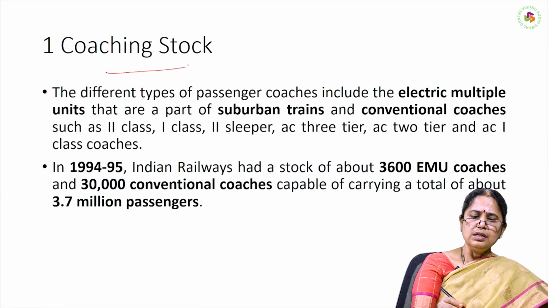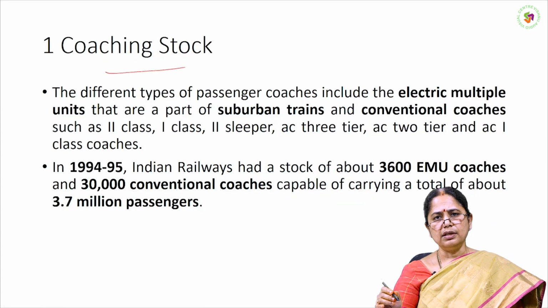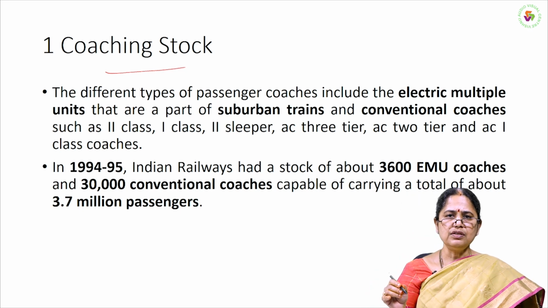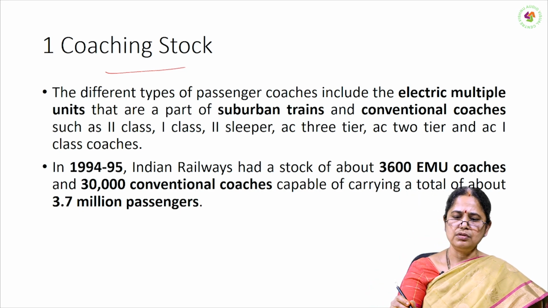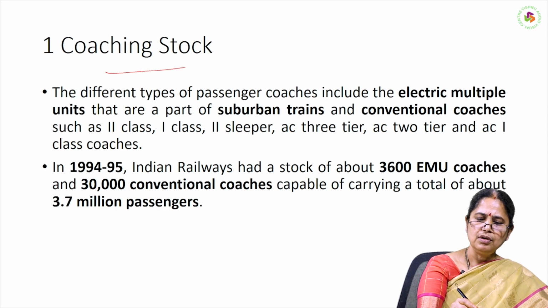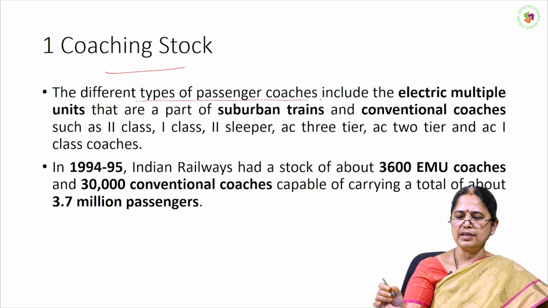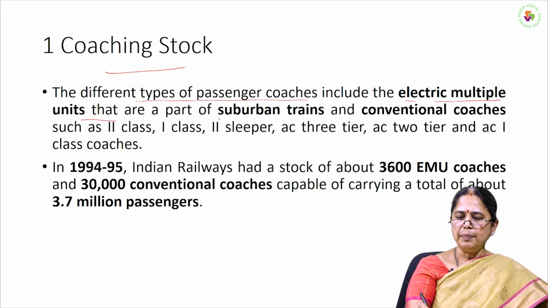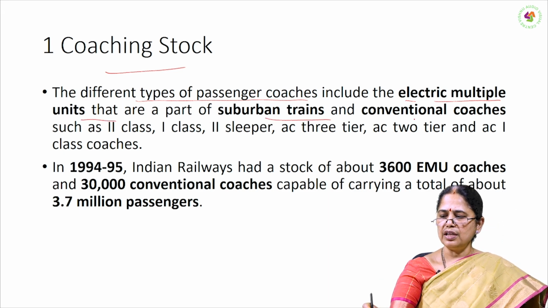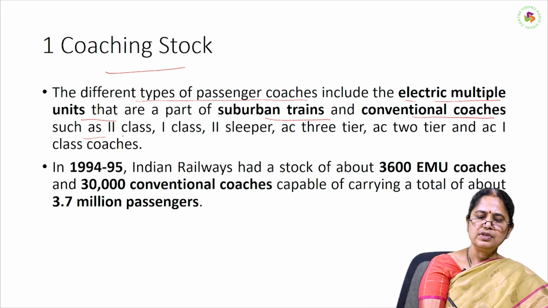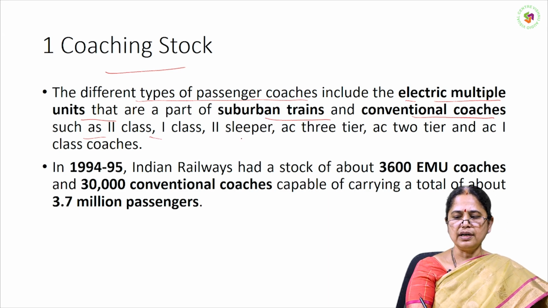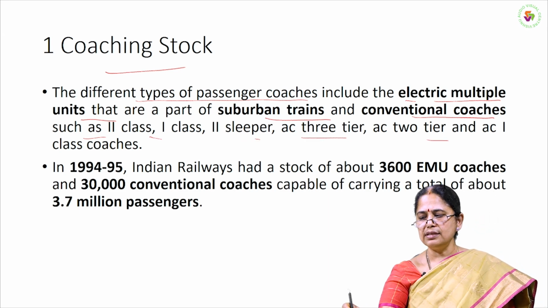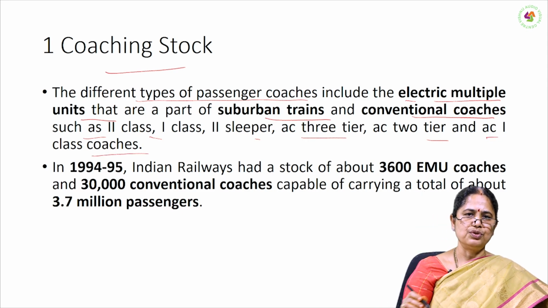Coaching stock. These coaching stock are the bogies, which will carry the passengers from one place to other places. And there are different types of passenger coaches, including the electric multiple units that are part of suburban trains, and conventional coaches such as second class, first class, second class sleepers, AC 3-tier, AC 2-tier, and AC first class coaches.